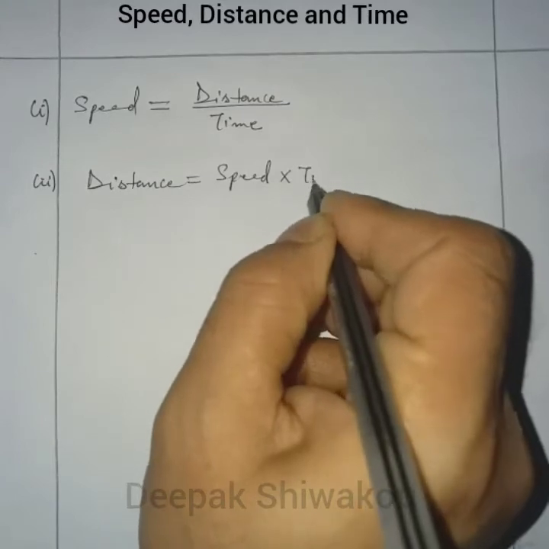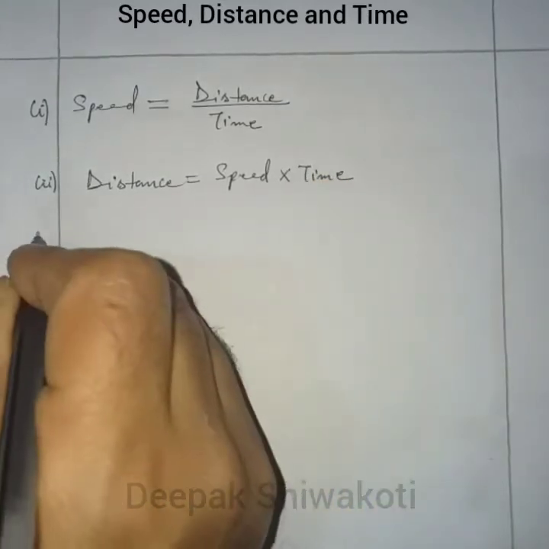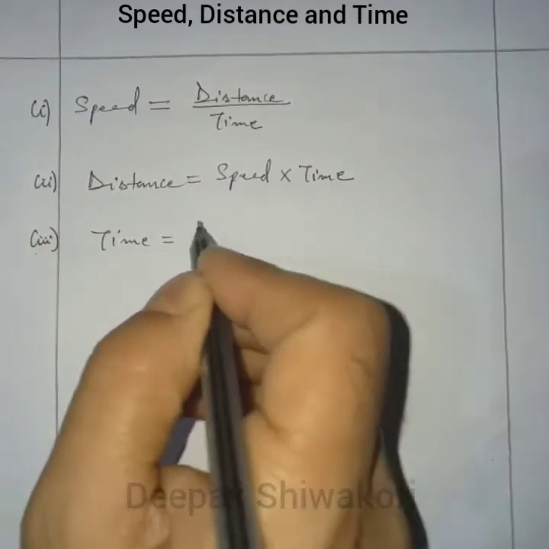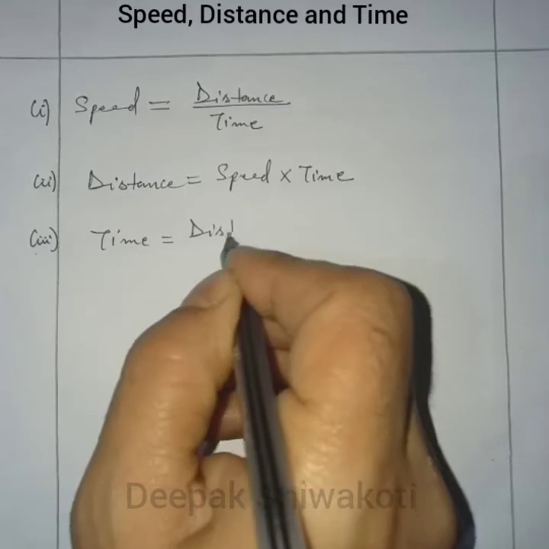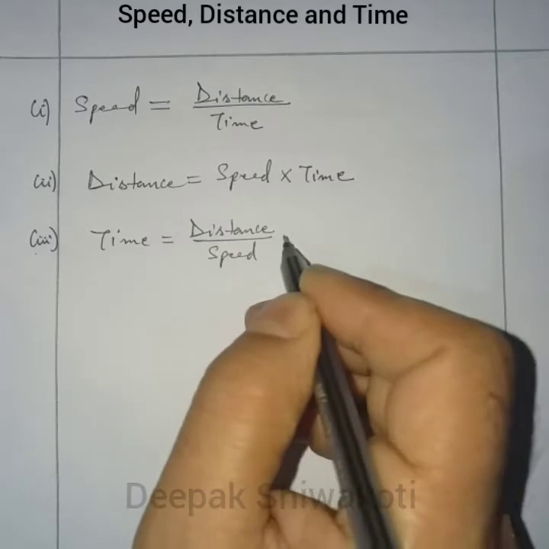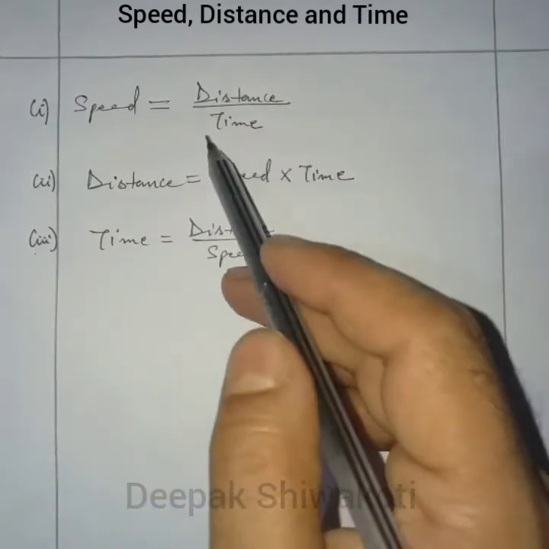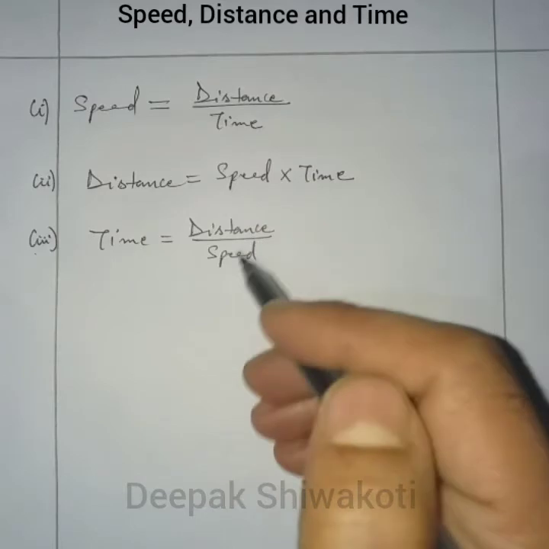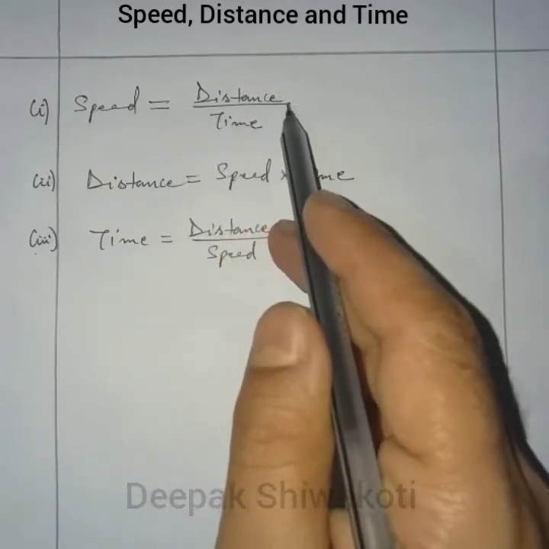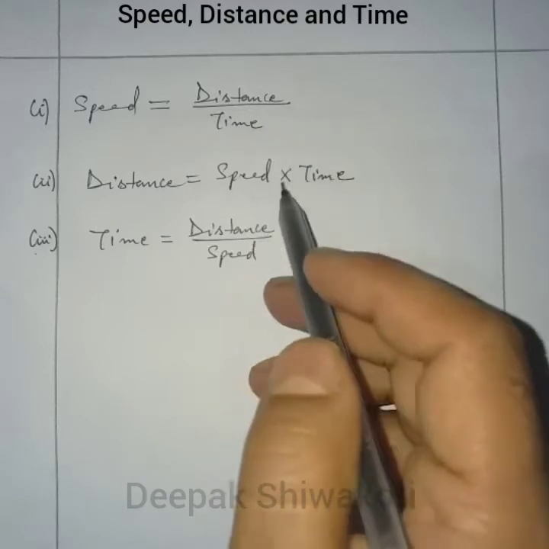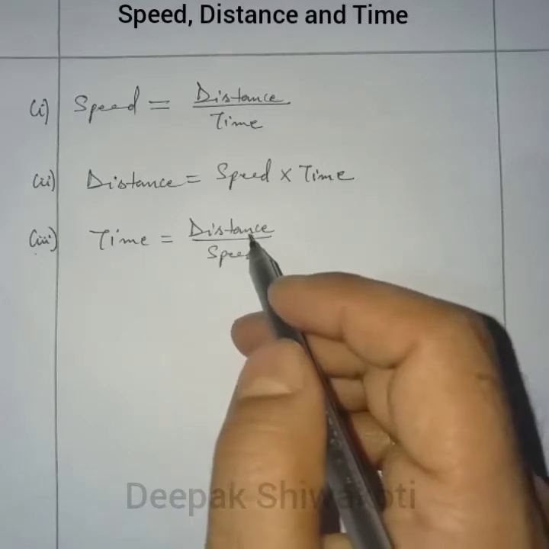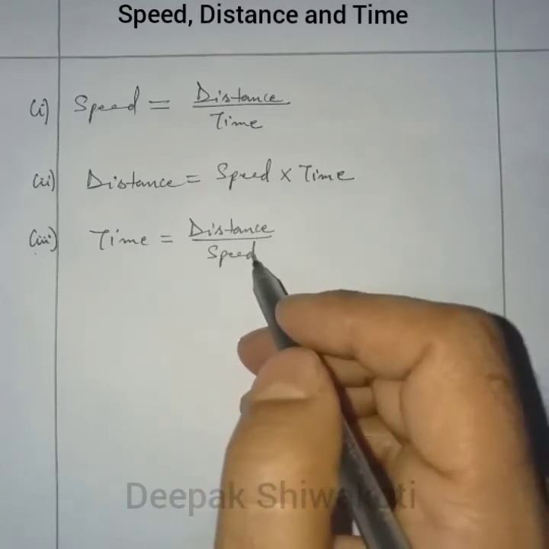Speed into time. Number 3, time we can calculate by the formula distance by speed. Now the units of these are given by the formulas only. Like speed, the unit will be unit of distance by unit of time. Here it is the product of unit of speed and unit of time. Here for time, unit of distance by unit of speed.